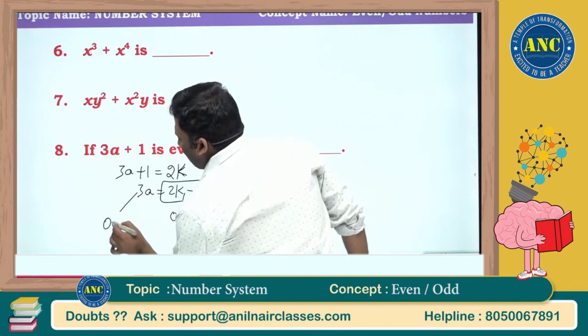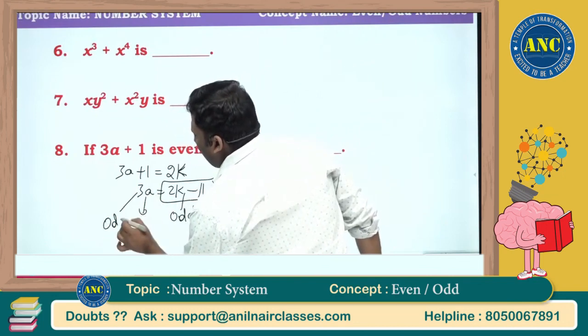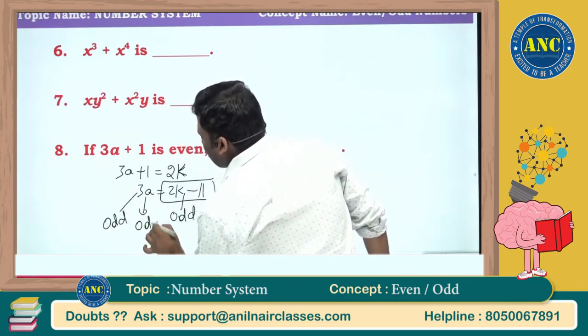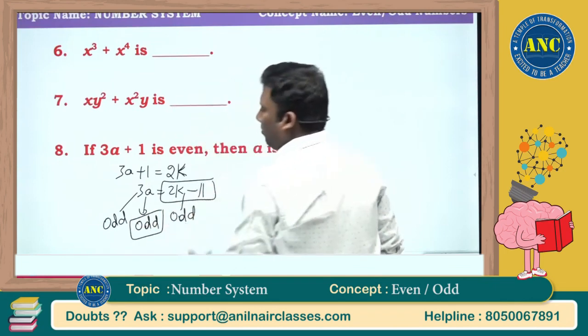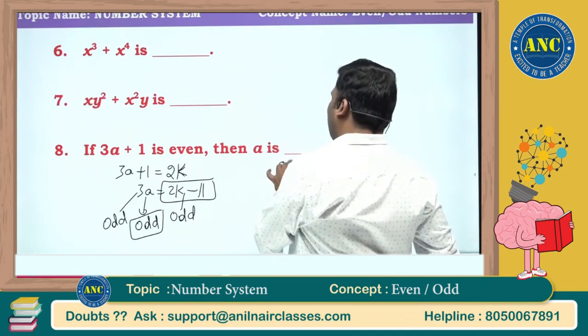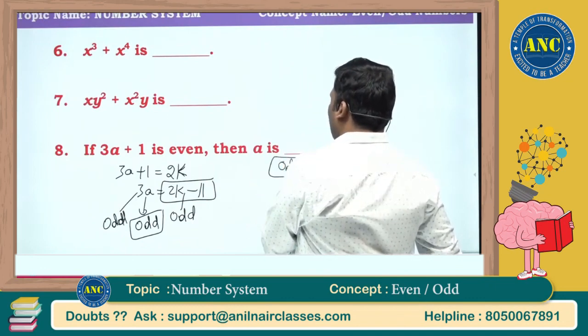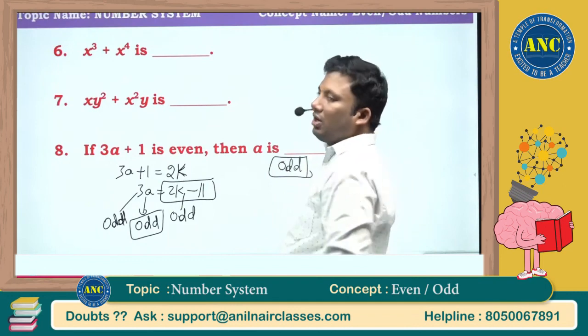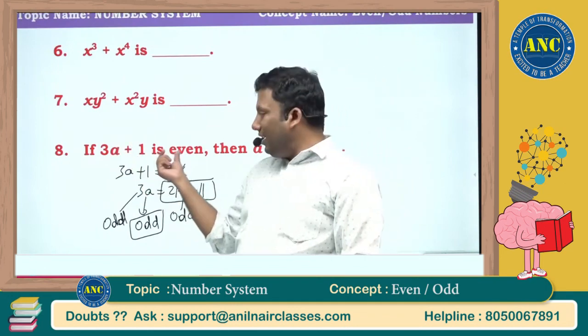3 is an odd number. Odd into which number will I get odd? This has to be odd. That means what is the nature of a? a is definitely odd.